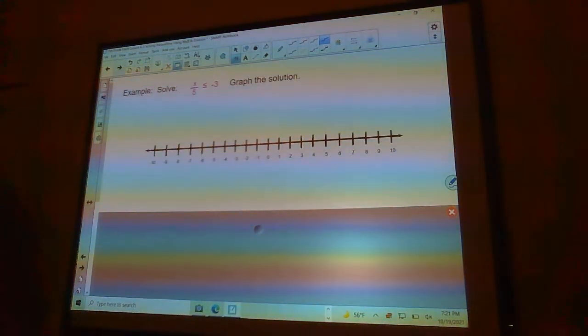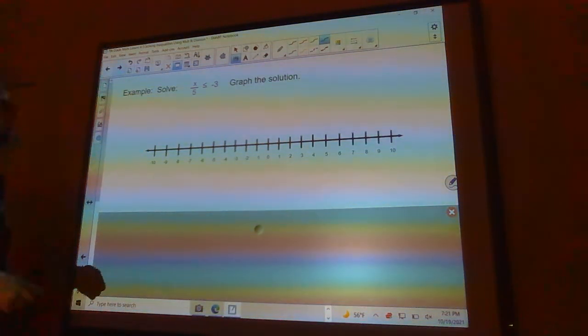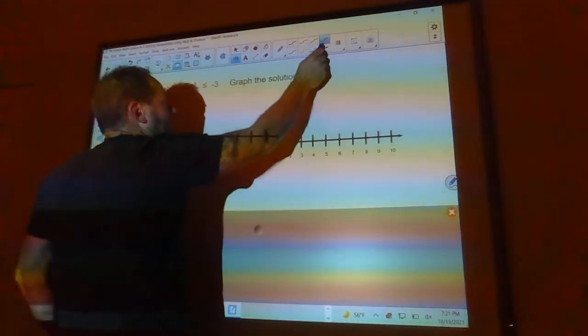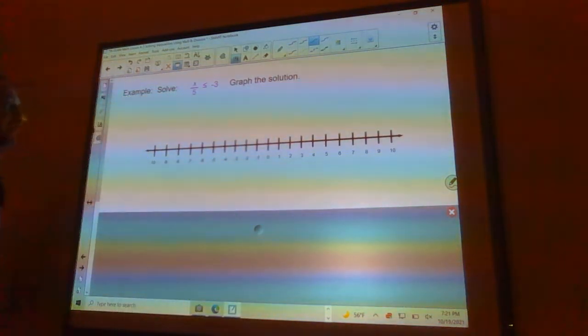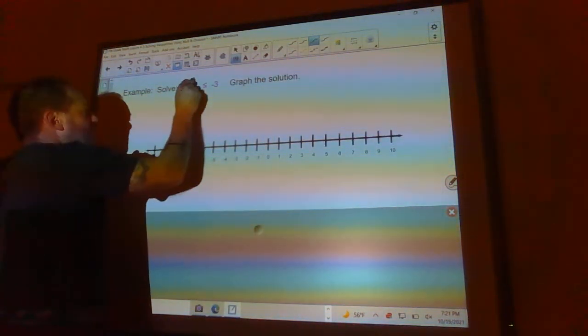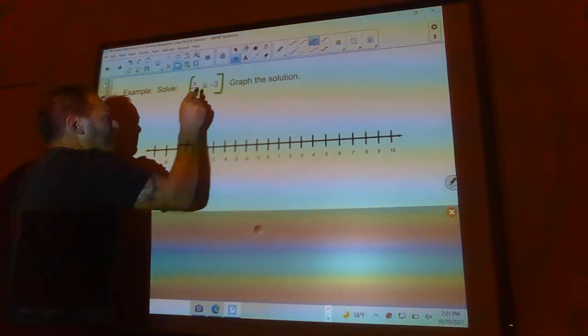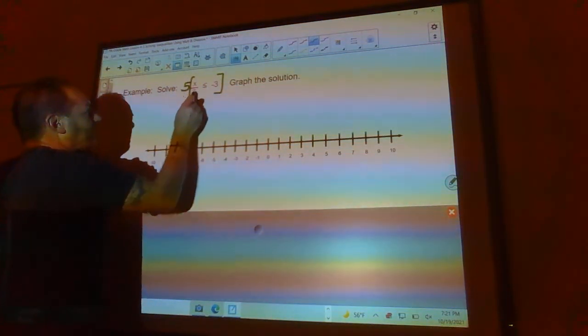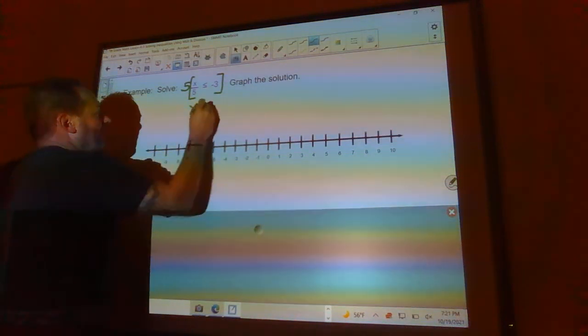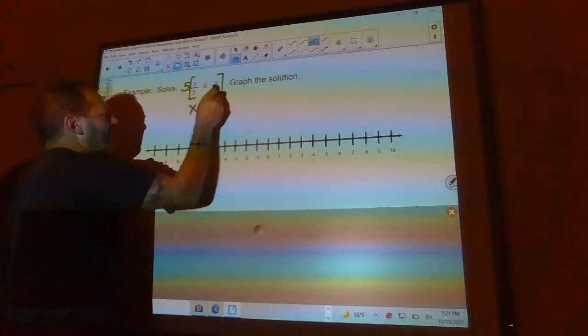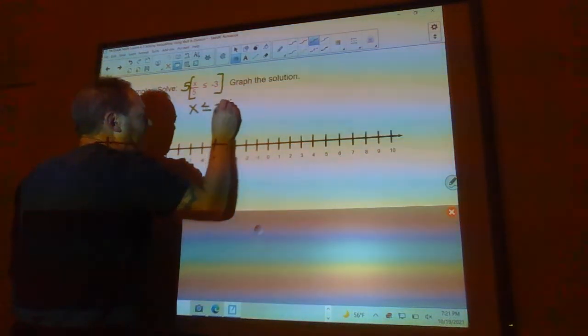All right, solve x over 5 is less than or equal to negative 3. Graph the solution. All right, so x over 5 really means x divided by 5. So I get rid of division by multiplying. So I'm going to multiply this whole thing by 5. So it's going to cancel the 5 over here. It's going to leave me with x. I'm still going to have less than or equal to, and then 5 times negative 3 is negative 15.